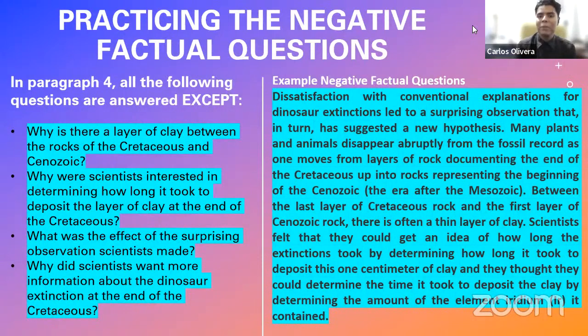So this will be the correct answer. Actually, the first one. Why? Because there is not a single sentence explaining why there is a layer of clay. It talks about what this layer of clay is useful for. It talks about how you can measure it. It talks about iridium, because this layer of clay contains iridium apparently, but it never mentions why it is between these two Cretaceous rocks and these two Cenozoic rocks. It never mentions that. Is that clear? Why would this be the correct answer? Because it never mentions why there is a layer of clay.